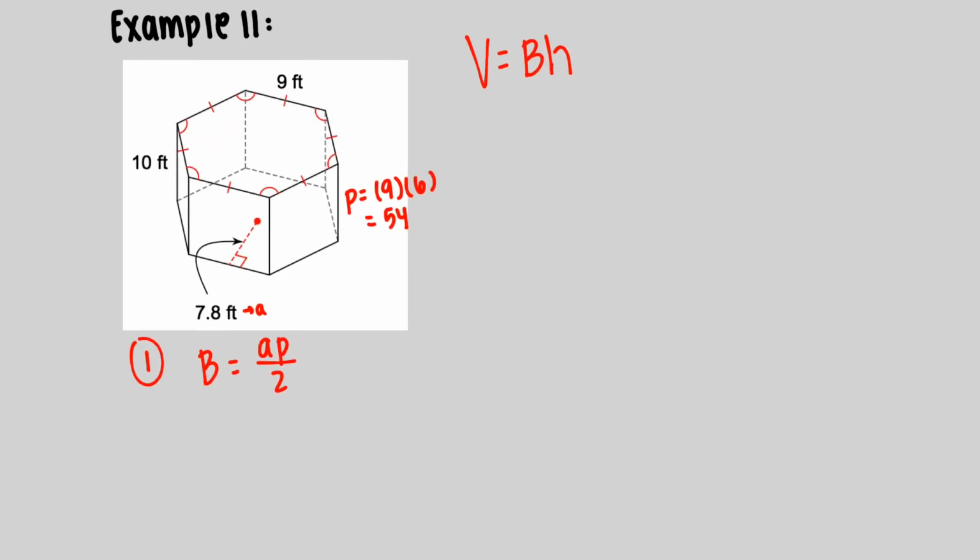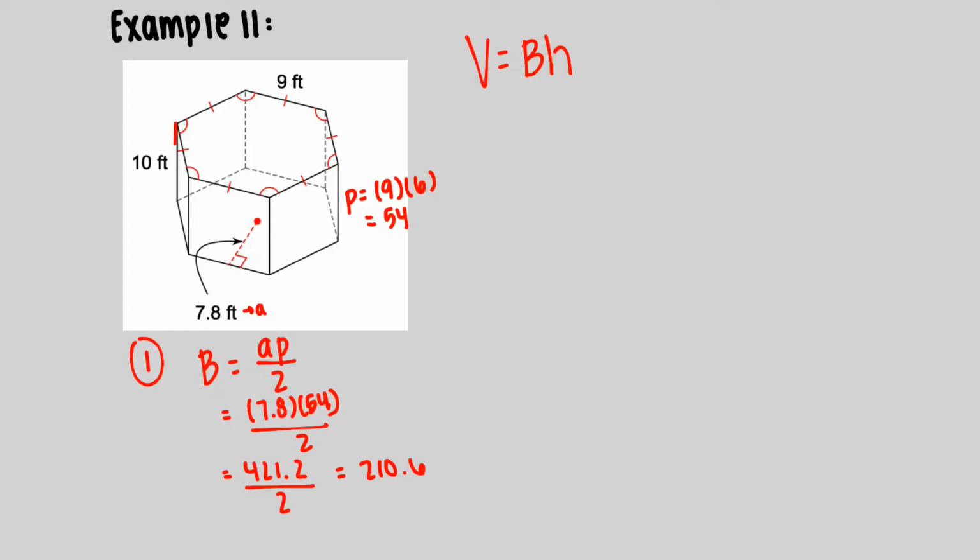So I can plug into my formula for the area of the base. 7.8 times 54 divided by 2. When I do 7.8 times 54, I end up with 421.2 on the top divided by 2. And I see that again, the area of my base is 210.6. It just worked out to be the same as the last example. It won't always be that way.